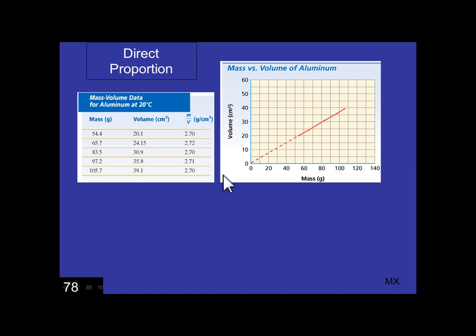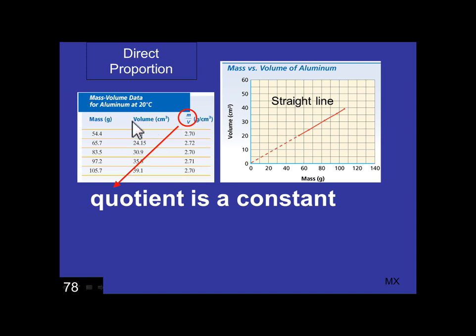Now, if you were to graph these values with the mass on the x-axis and the volume on the y-axis, you would get a straight line. And it's important that you can identify that if you graph data with a straight line, it's directly proportional data, or if you have directly proportional data, you would know that you could graph it as a straight line. Alright, so key here, the quotient, which means dividing the two values by each other, is a constant.